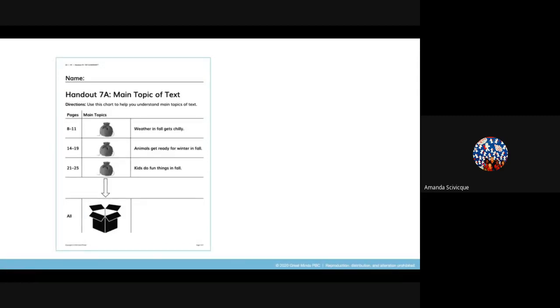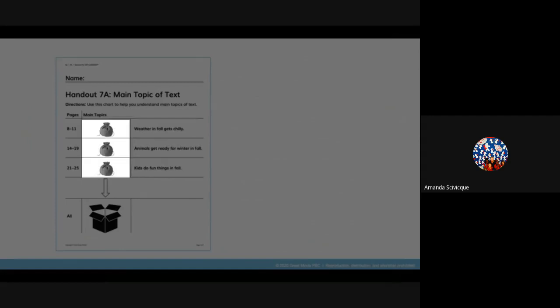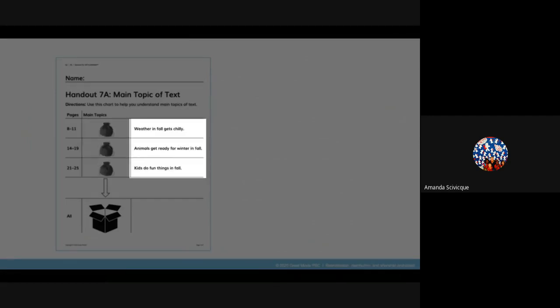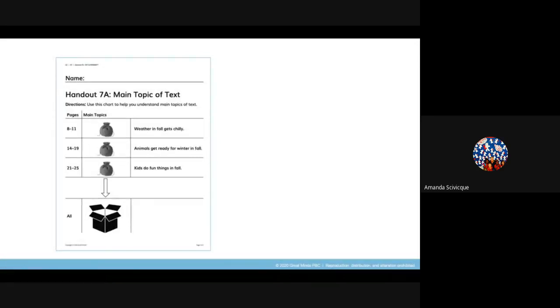Now, let's read the chart. When I look closely at the chart, I notice that there are page numbers in the first column, bags in the second column, that lead to main topics in the third column. I also notice that there's a blank space at the bottom of the third column. You'll be reading and thinking to determine the main topic of the whole text, and you'll write that main topic here, right next to the big box. All the bags or the main topics for each section connect to one another and fit right inside this box.